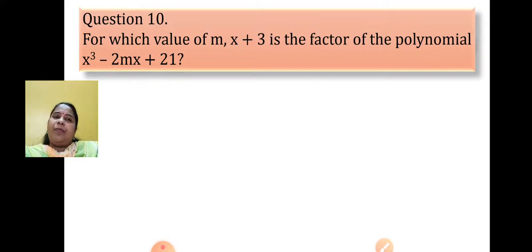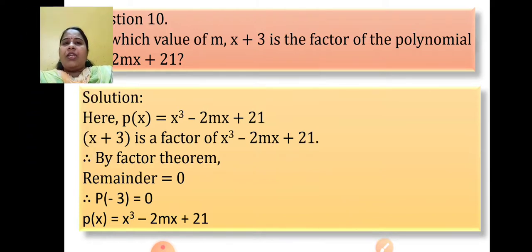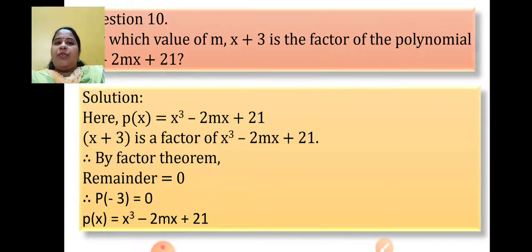For which value of m is x plus 3 a factor of the polynomial? Now, I hope you remember that when it is a factor, the remainder should be 0. So let's see how it can be done. First step, whatever is the given polynomial, x cube minus 2mx plus 21, should be taken as p of x. x plus 3 is a factor of this polynomial. By the factor theorem, the remainder should be 0. Now if x plus 3 is the divisor and we are finding whether it is a factor or not, I need to take the opposite sign of this. So I will write p of minus 3 should be 0.